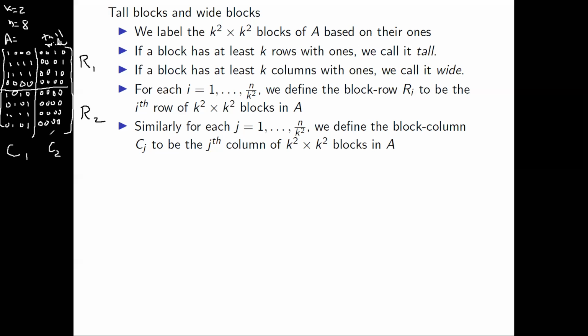Now, this one down here, not tall, not wide, obviously, because it has no ones. And we can see that all of the blocks besides that bottom one are both tall and wide. So this one too is also tall and wide. Now, let's see an example of a block that would not be tall, would not be wide. So I'm going to draw a block over here. So this is going to be a block, k equals 2 block.